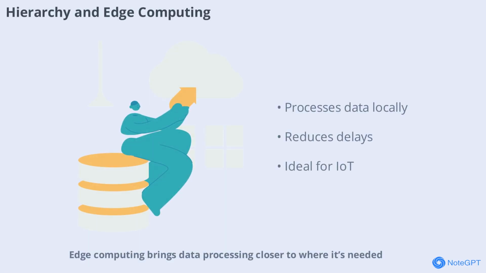Edge computing brings data processing closer to where it's needed, reducing delays and improving performance. Devices at the edge use their own memory hierarchy to process information locally before sending data to the cloud. This approach is especially useful for applications like smart cameras and IoT devices.